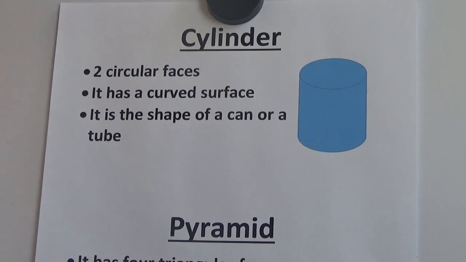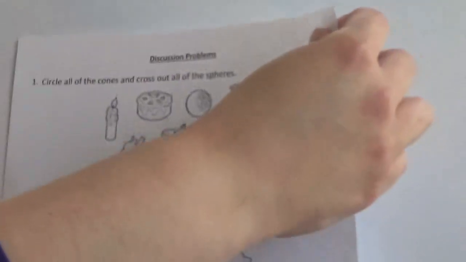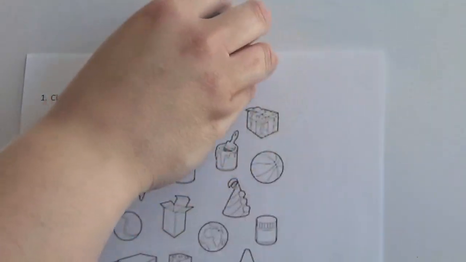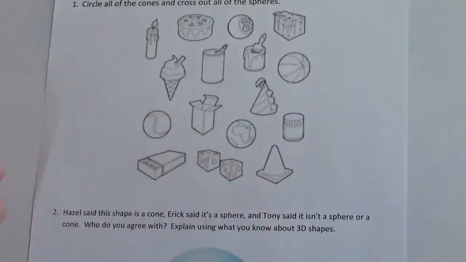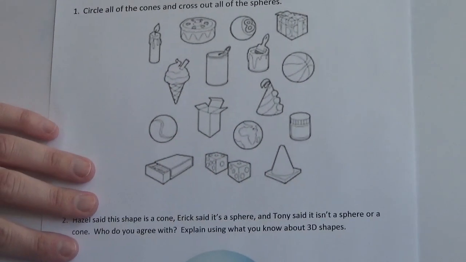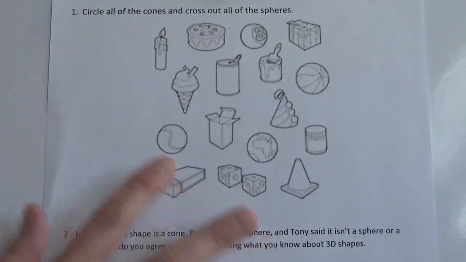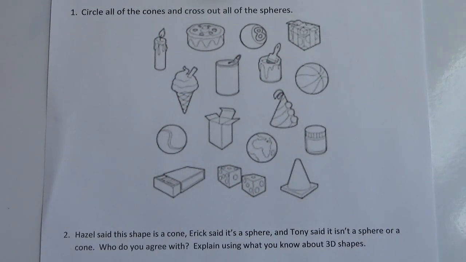Fantastic. All right. So let's get into a couple practice problems where we're going to be talking about these different shapes: the cylinder, the sphere, the cone, and the pyramid. So the problem that we are going to be doing together today is the number 1 up top. It is asking us to circle all of the cones and cross out all of the spheres. So we're just focusing on cones and spheres.